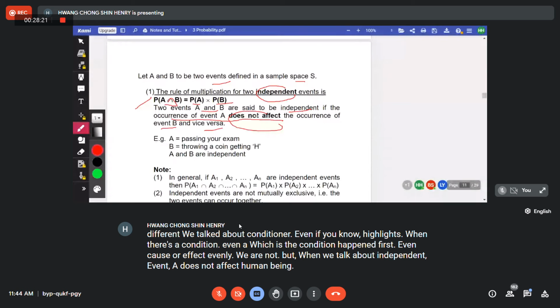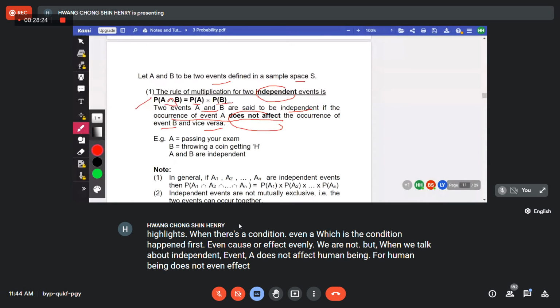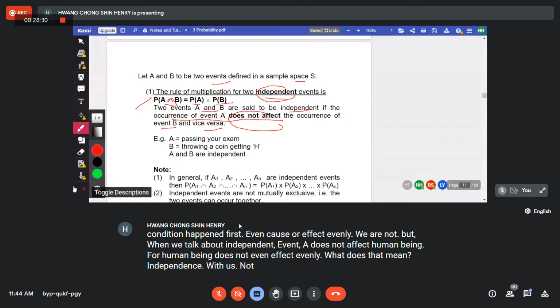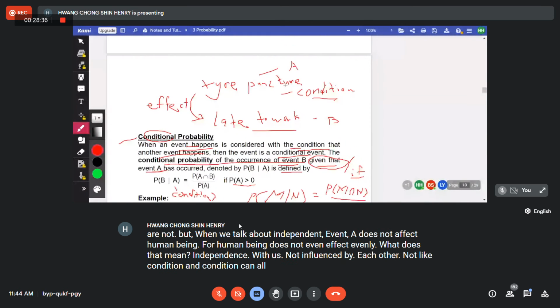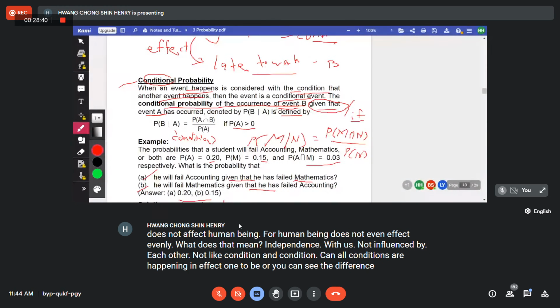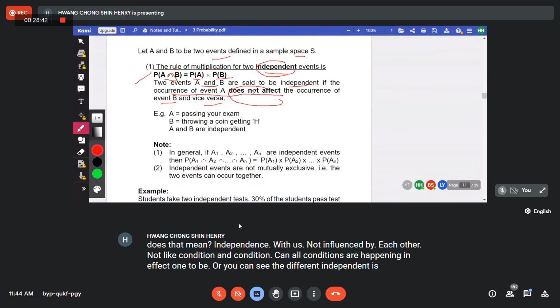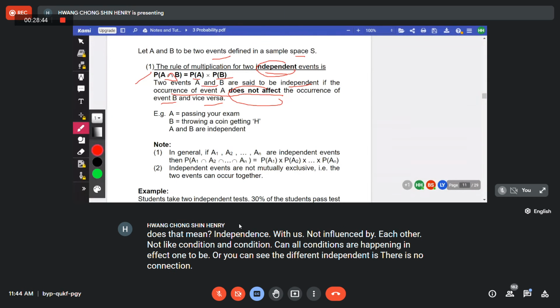Or event B does not affect event A. What does that mean? Independent means they must not be influenced by each other. Not like conditional. Conditional happens if one affects the other. You see the difference. But independent means there is no connection.